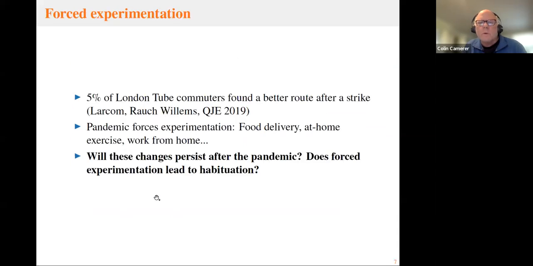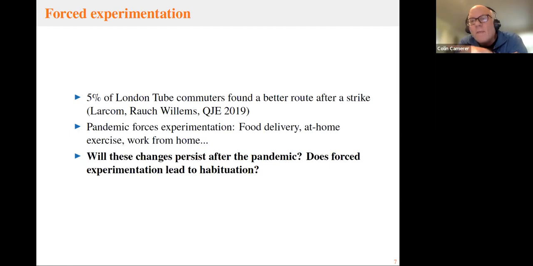Okay. So here's a quick example that some of you might know that's very clever. Larcombe et al., in the paper in the QJE, exploited the fact that there was a strike in the London Tube, and so people had to find a new route, either a new tube route or they had to get off early and walk, etc. And about 5% of the London Tube commuters, using Oyster swipe cards, they could tell where people went every single day and identified them. About 5% of them found a better route after the strike.